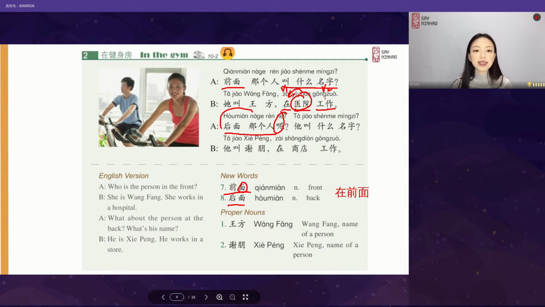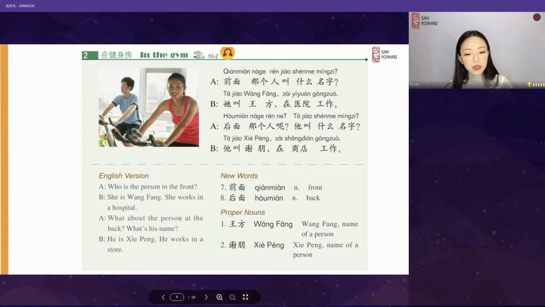His name is 谢鹏. 在商店工作. He works in the shop. 在 a place, do something. Okay, now let's try to read it from the start.